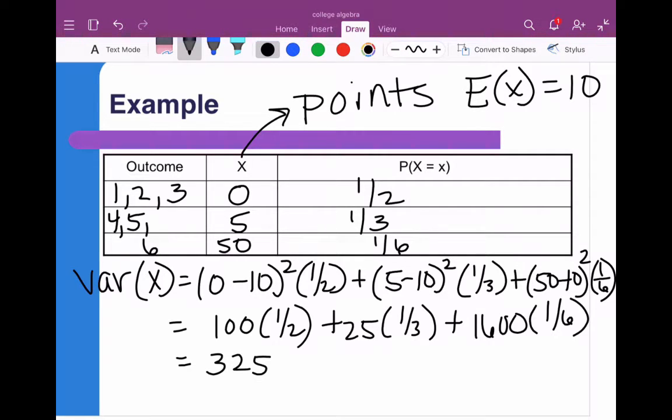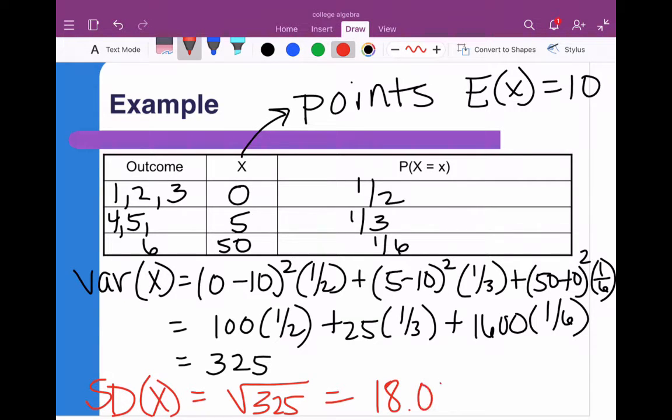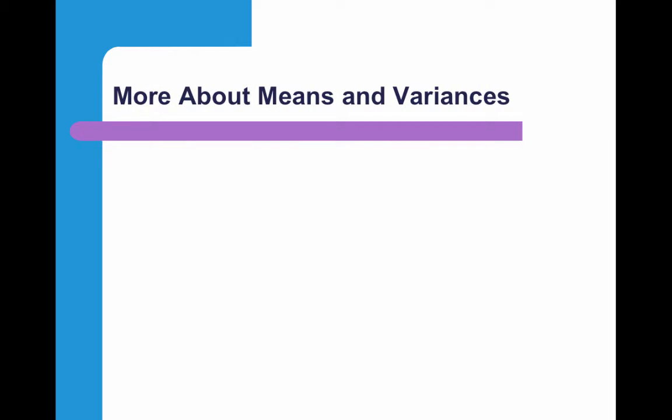325. But again, this is dealing with squared points, and we don't want to have to use squared units. So in order to find the standard deviation, we take the square root of our variance. So the square root of 325 ends up being 18.03. So we have a standard deviation of 18.03 points. More about means and variances.